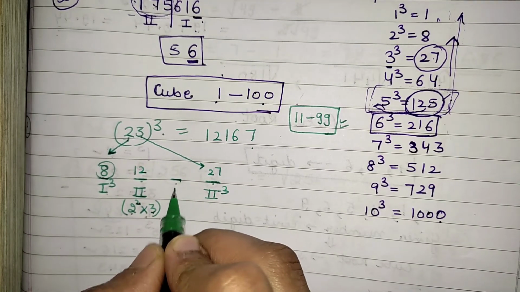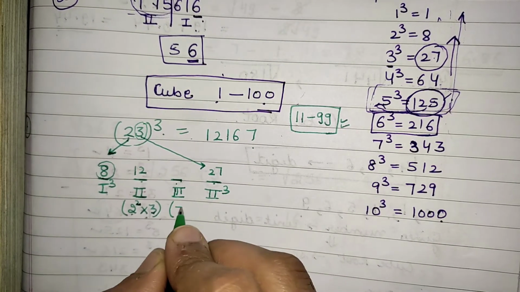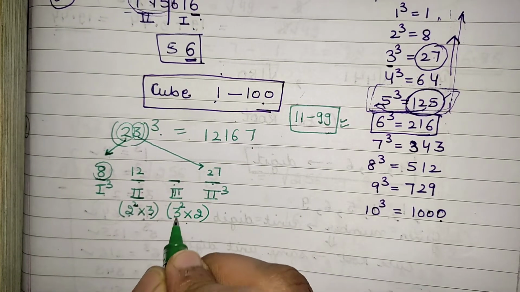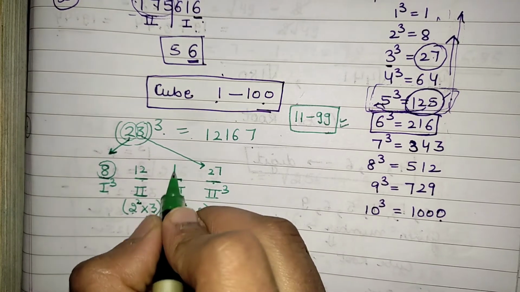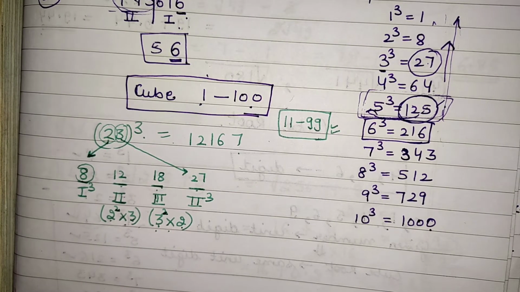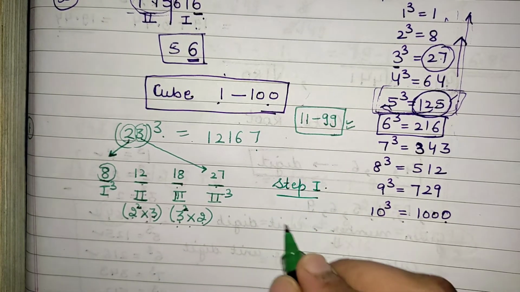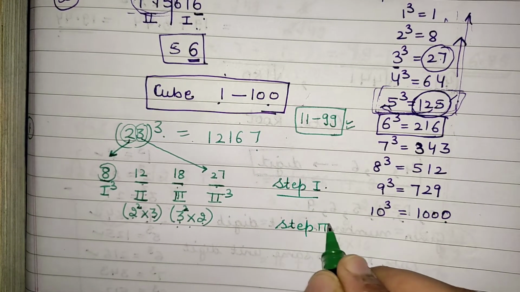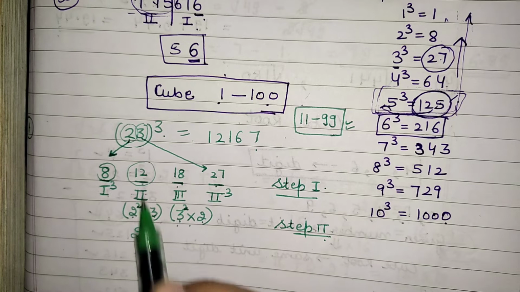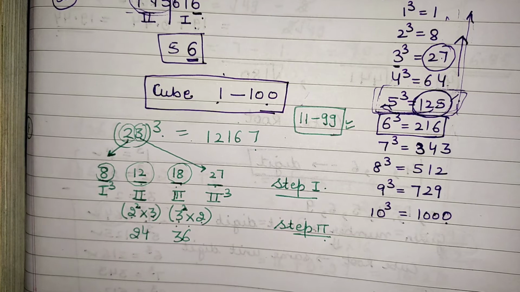And the third part will have the square of my second digit multiplied by my first digit. So 3 times 3 is 9, 9 into 2 is 18. This was my step number 1, right? Step number 2 is that I will do double of these numbers. Double of 12 will be 24, and double of 18 will be 36, right?